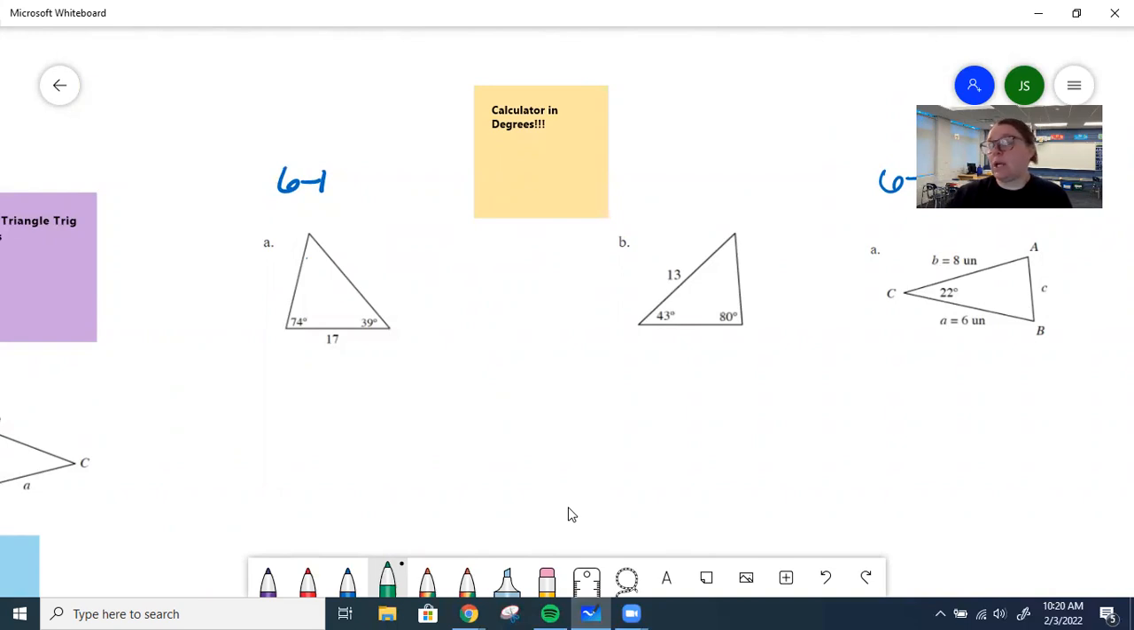If you're in Desmos, it defaults to degrees. And I'll show you, we're going to use Desmos today to do some calculations. So I'll show you where that toggle is for degrees and radians on Desmos. All right, so let's get into this.